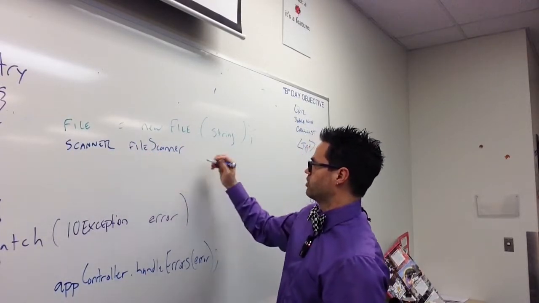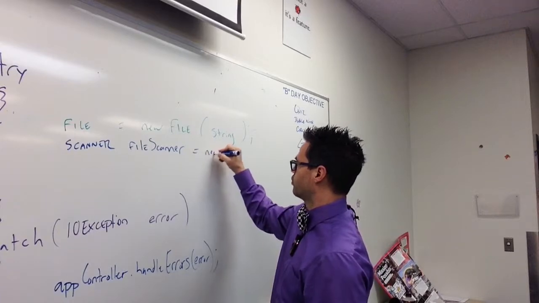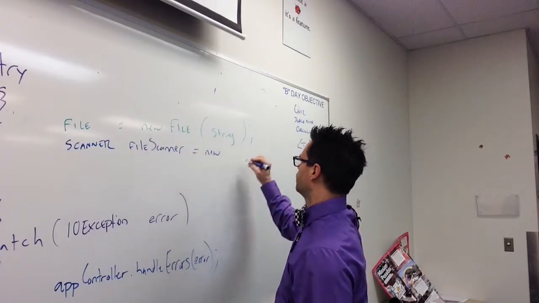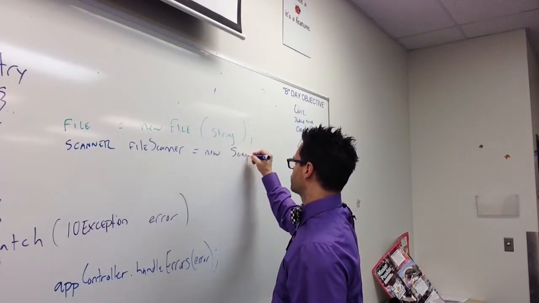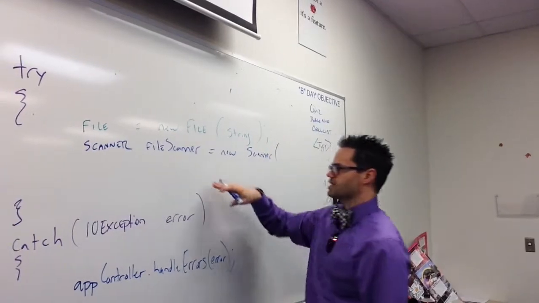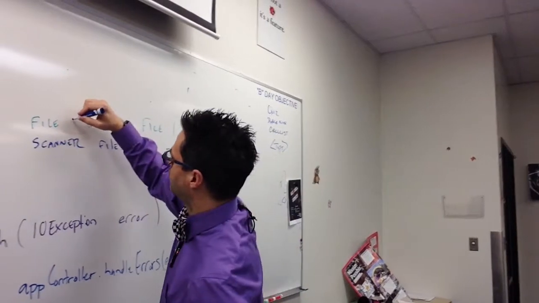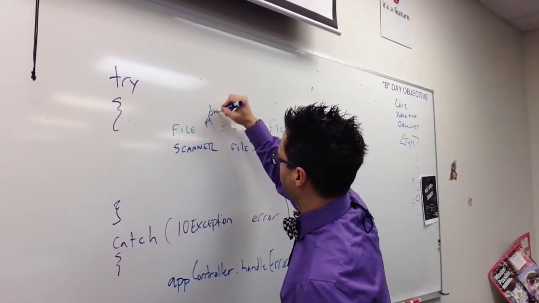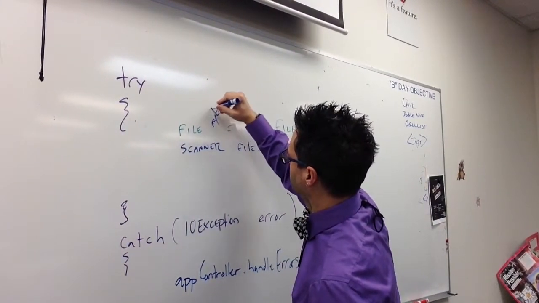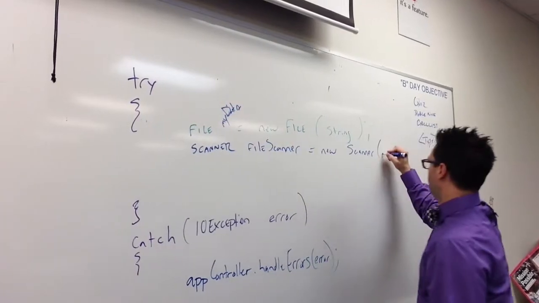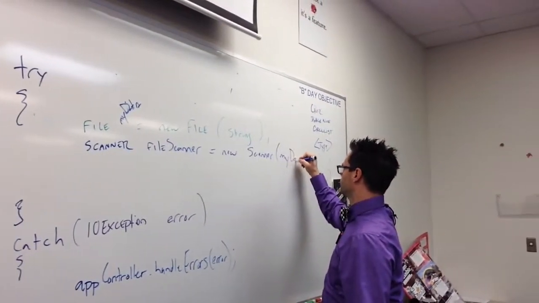And so Scanner fileScanner is a scanner, and we'll then initialize it, equals new, of course, because everything in Java gets that new keyword. And it's going to be a Scanner, of course. We'll pass it a parameter, that file. So file, myData. There we go. Give it a nice little name. And we'll pass it myData.